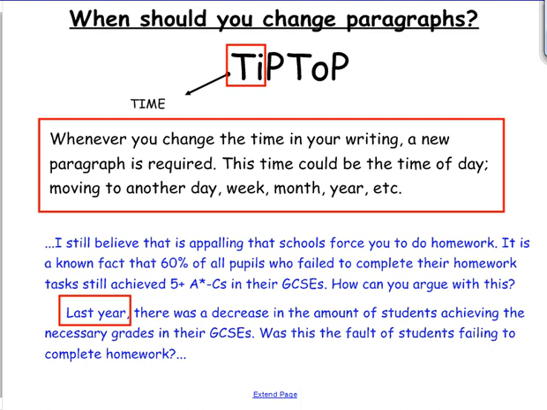Time. Whenever you change the time in your writing, a new paragraph is required. This time could be the time of day, as in morning to afternoon. It could also be moving to another day, week, month, year, etc.